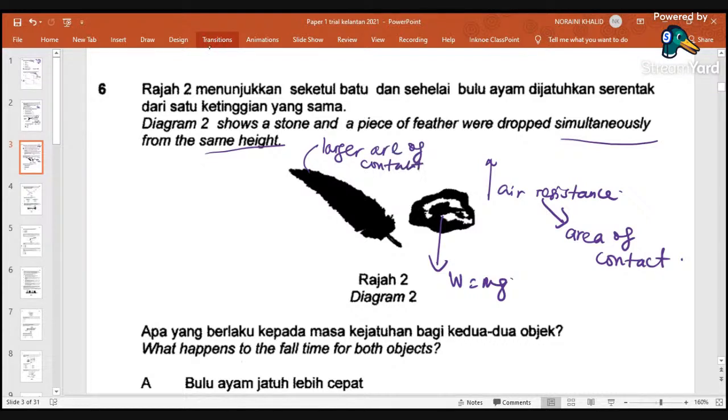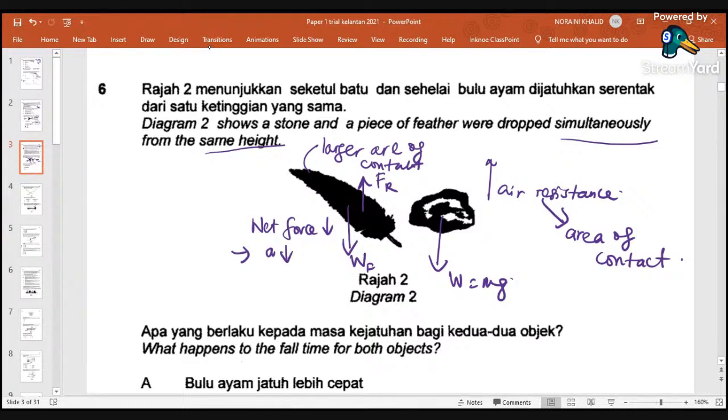Thus, air resistance that acts on the feather is larger than the stone. Okay, so you can see there is air resistance and the weight of the feather. So if the air resistance is large for the feather, it will cause the net force to become smaller. So when net force becomes smaller, acceleration becomes smaller, which means the feather will fall down slower compared to the stone.